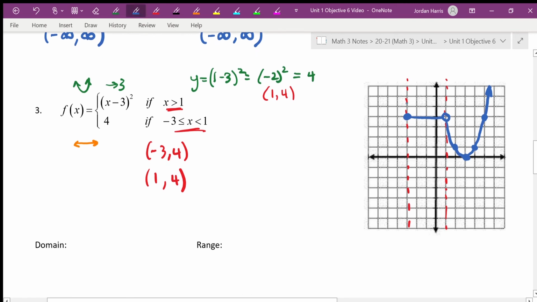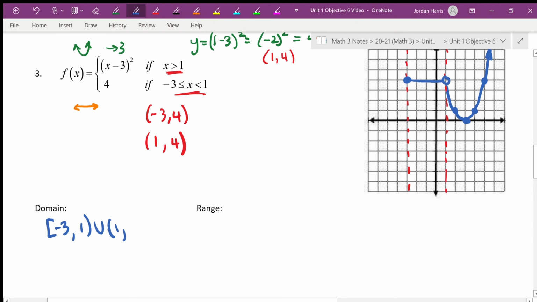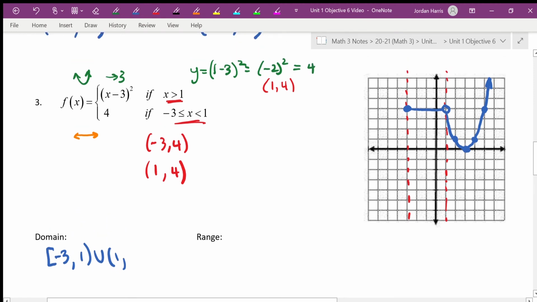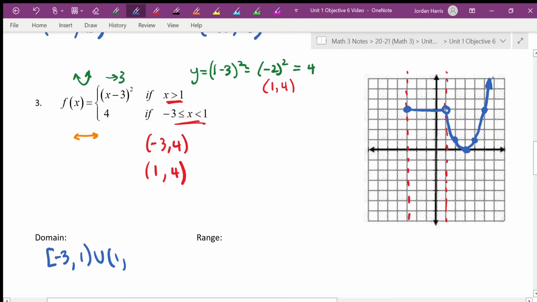So my domain, leftmost point is -3 included. Then I get to a hole at 1. Notice how we deal with holes in the domain and range, right? [-3, 1) u (1, and then we keep going. How far right does it go from here? It goes on forever. That's my domain.